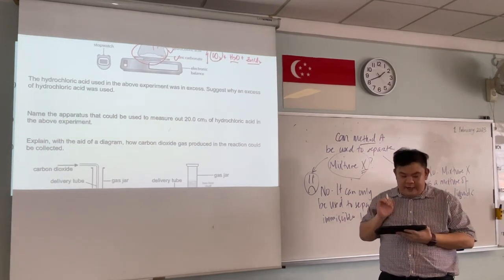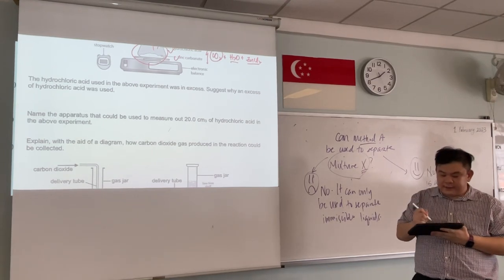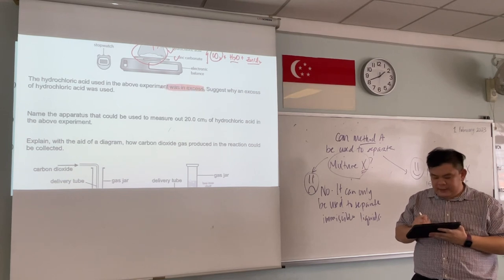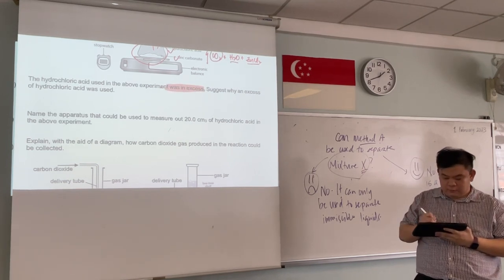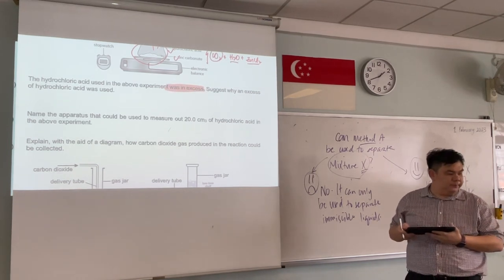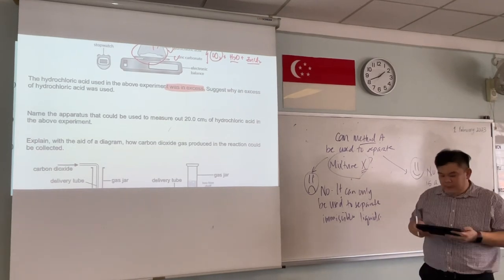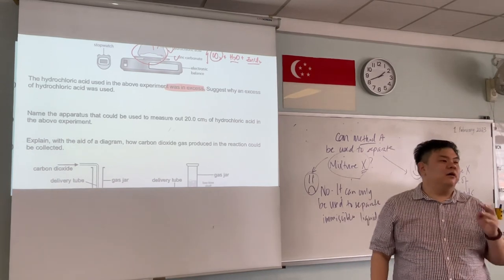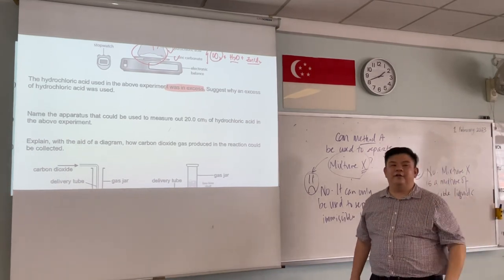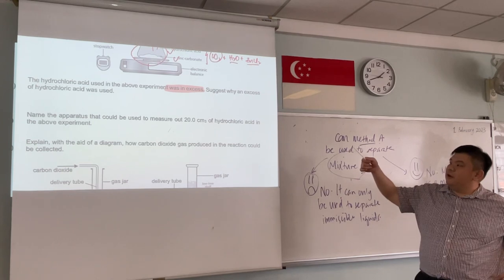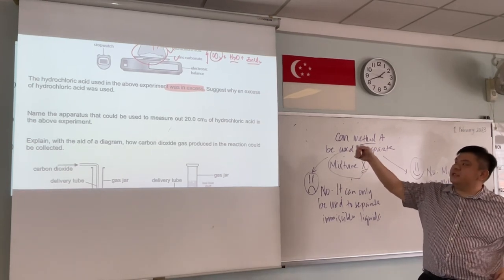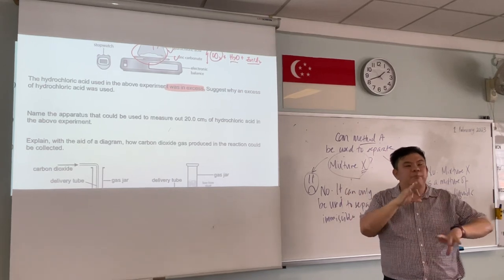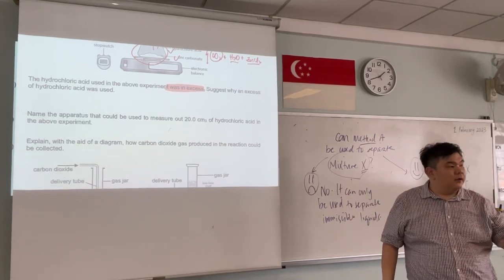Now, the hydrochloric acid used in the above experiment was in excess. This is a difficult question. First month learner in Sec 3 chemistry. The hydrochloric acid used in the first experiment was in excess. What does this mean? There's much more than needed. Correct.